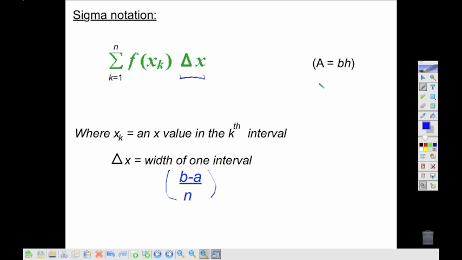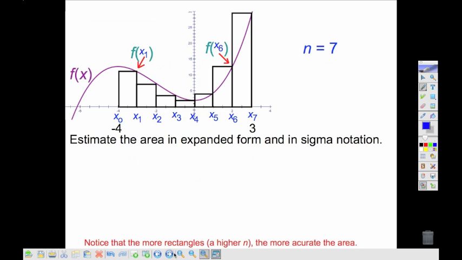Notice also that this is really just giving us our area equals base times height. The delta x was our base, and our y values were our heights. The sigma notation tells us that we're adding them all together.